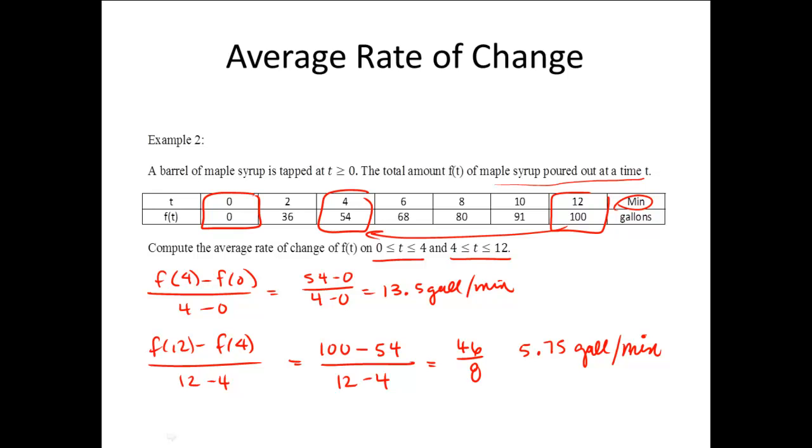Well, if a barrel of maple syrup is being tapped, at some point there's not that much maple syrup left in our barrel, so we could have a slower rate of maple syrup pouring out of this barrel, because there's less maple syrup in the barrel.